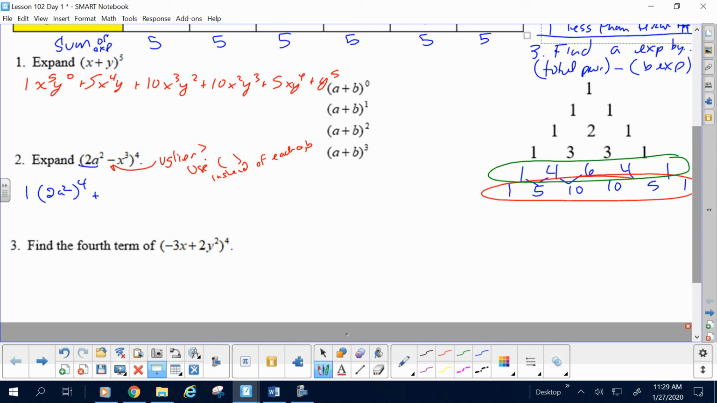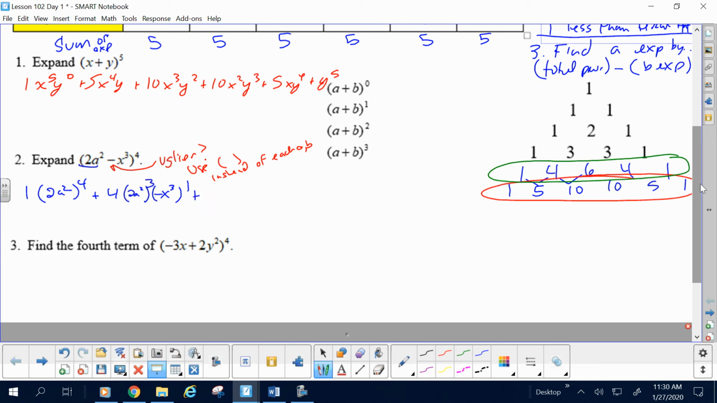Then the next one, the coefficient is 4. We put a parentheses for a, parentheses for b. What is the exponent of a in the next term? 3. And the exponent of b? 1, right? Then we go a cubed b for the next term. But in place of the a parentheses, we put 2a squared. And in place of the b parentheses, not x cubed, negative x cubed. The negative has to be taken with it.